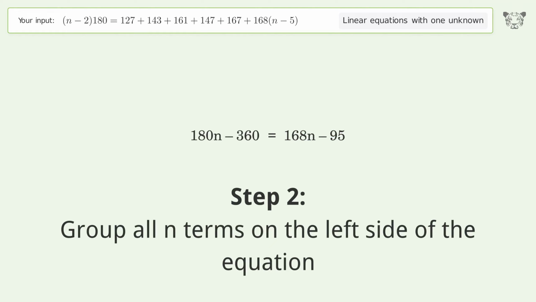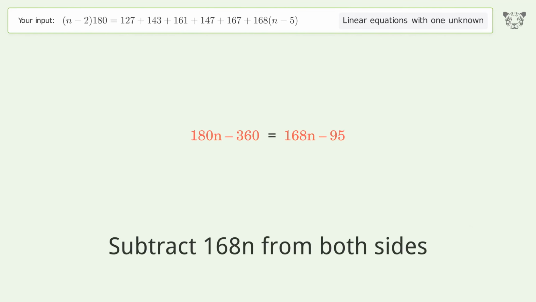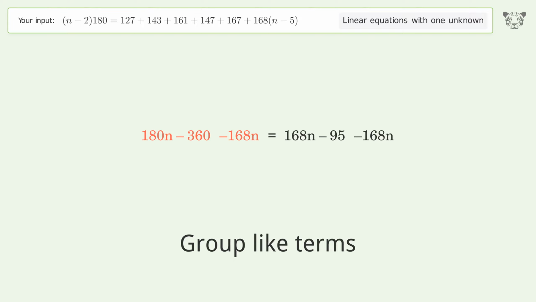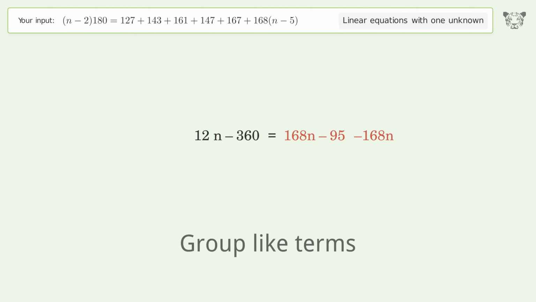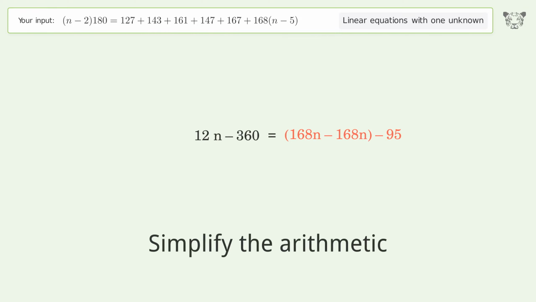Group all n terms on the left side of the equation. Subtract 168n from both sides. Group like terms. Simplify the arithmetic. Group like terms. Simplify the arithmetic.